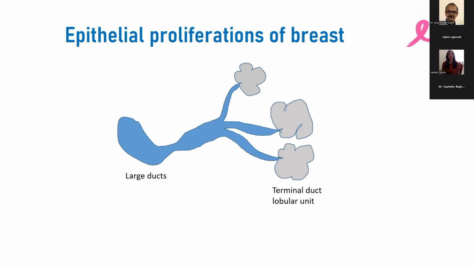So what Kavita showed, a similar point of view, but just in an animated version, is that the breast is made up of a TDLU and large ducts. In the large ducts, you have the little uncommon proliferations, that is the papillomas and intraductal papillary, whereas the chunk of our breast pathology comes from the TDLU.